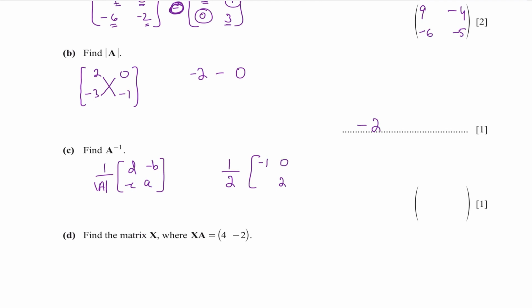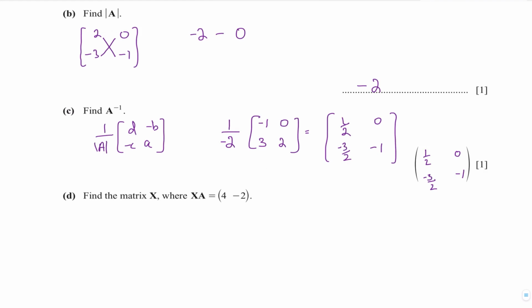So I'll just write 0, and then changing the sign of minus 3 is going to turn it into 3. Its determinant is minus 2, sorry, it's not 2. I can either leave this as it is, or I can multiply every value by minus 1 upon 2. So this is going to become 1 upon 2, 0, minus 3 upon 2, and minus 1. This is what you will obtain if you multiply it by minus 1 upon 2. So I'll just write the multiplied version: 1 upon 2, 0, minus 3 upon 2, and minus 1.